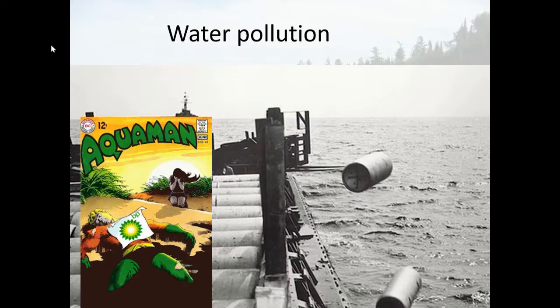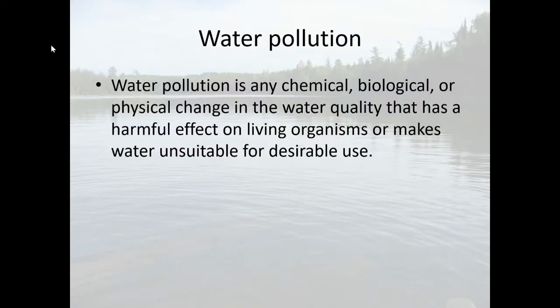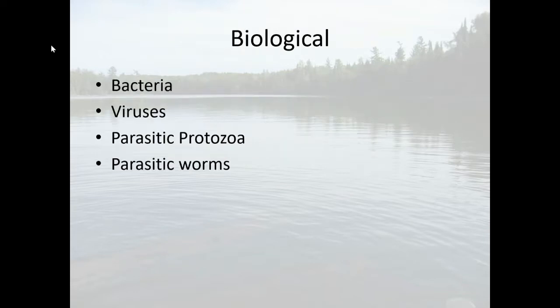Today, I'm going to go over water pollution and ways we've fixed it. By the way, this was the old Aquaman, the picture you see on the right. No one actually knows what was in those barrels. Those were dumped in Lake Superior in the 1960s. Water pollution is any change to the water's natural state. It could be a chemical, biological, or physical change that causes problems for living things or makes water unsuitable for desirable use. Biological stuff can be things like bacteria, viruses, parasitic protists, or parasitic worms.